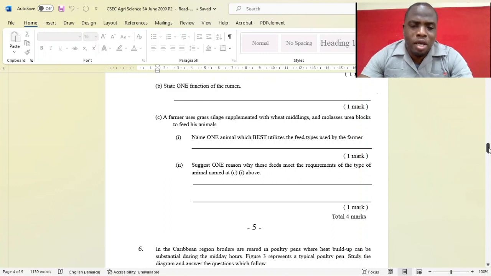Now they meet the requirements because we know the grass and the wheat middlings are how they get the protein and the carbohydrates. And of course, these animals would be equipped with the digestive tract, the four compartments which will allow them to break down the nutrients and get it through digestion.